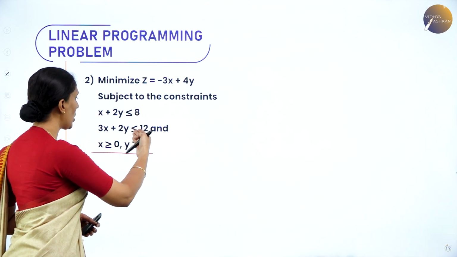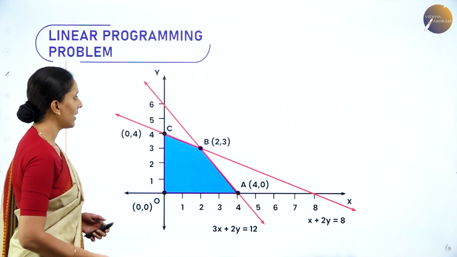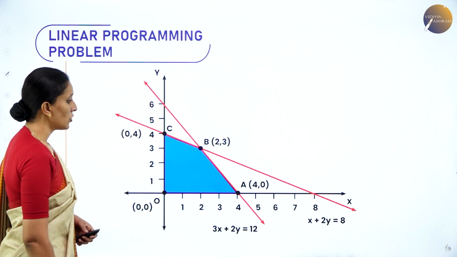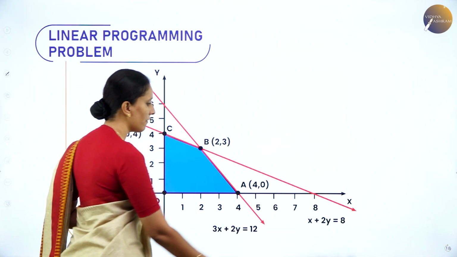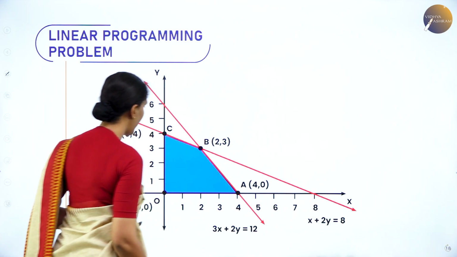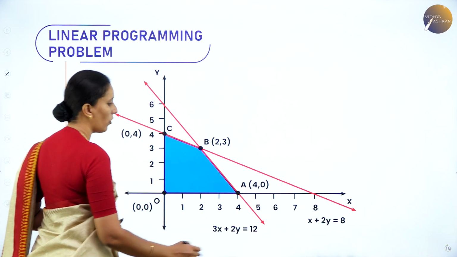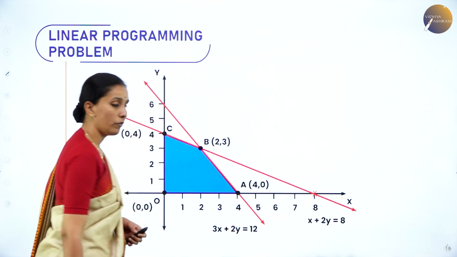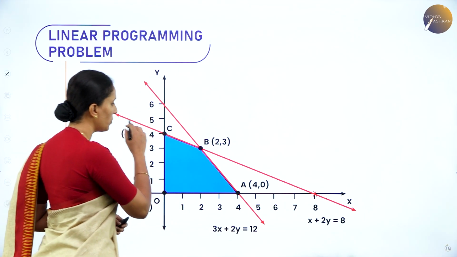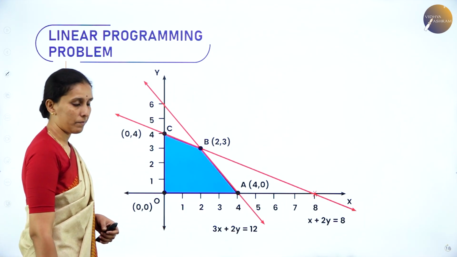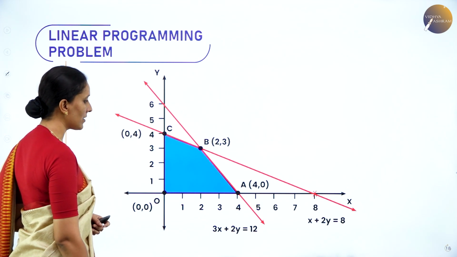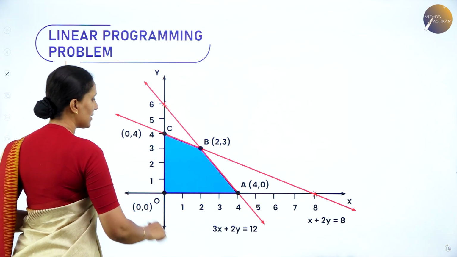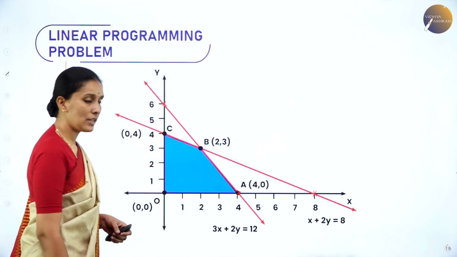Now, once I plot these inequalities, the graph looks like this. The first line is x plus 2y is equal to 8. So 0, 4 and 8, 0 will be the solution of the line. Using that, we can plot a straight line. And for the second line, 3x plus 2y is equal to 12, 0, 6 and 4, 0 will act as a solution.